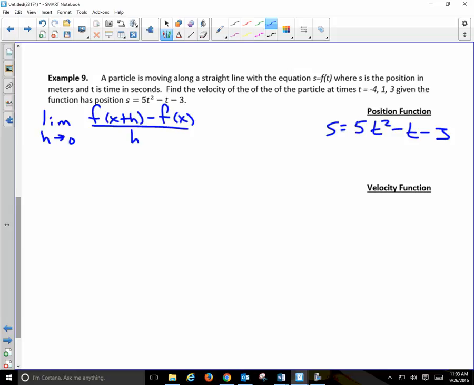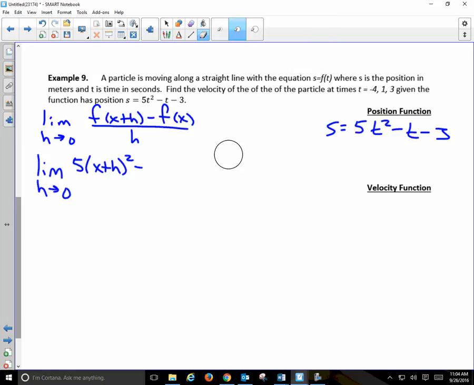So what we're going to do is take the limit as h goes to 0, and we're going to plug x plus h into the function. So everywhere I see a t, I'm going to plug in x plus h. So I get 5 times x plus h, quantity squared, minus 5 times x plus h, minus 3. Oh, I'm sorry. Maybe I should look at the problem next time. All right, x plus h, and then a minus 3. Very good. So I just did the f of x plus h.